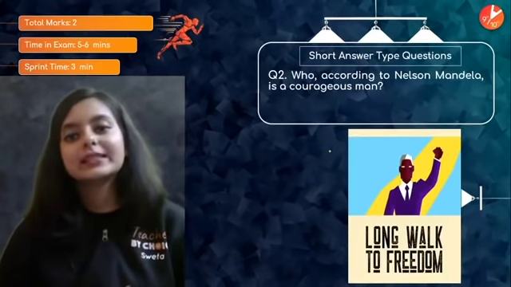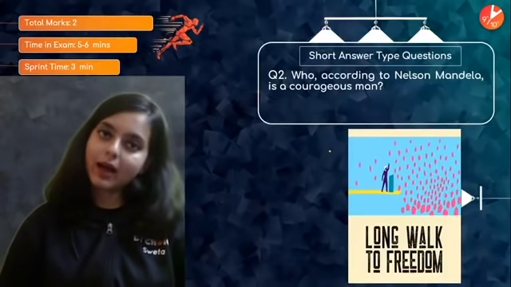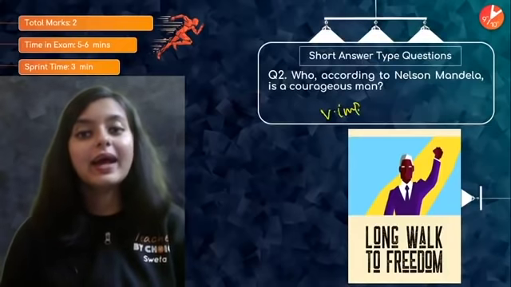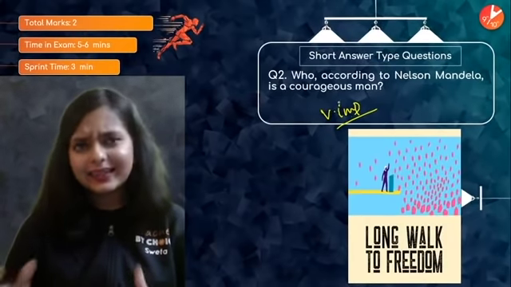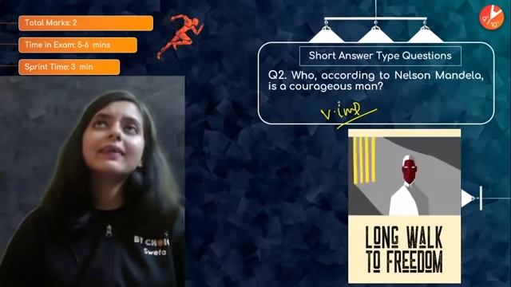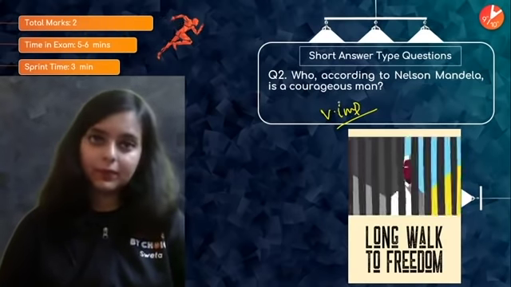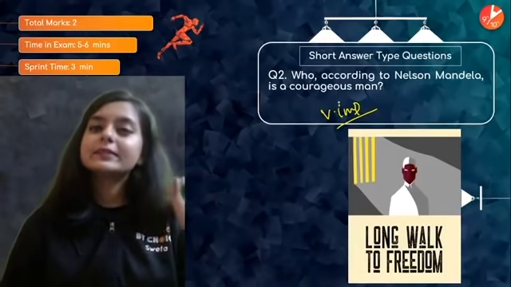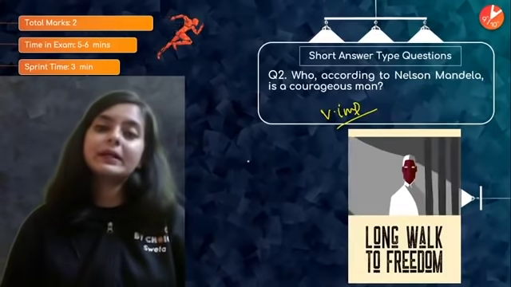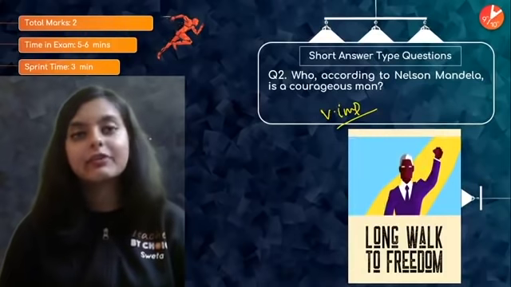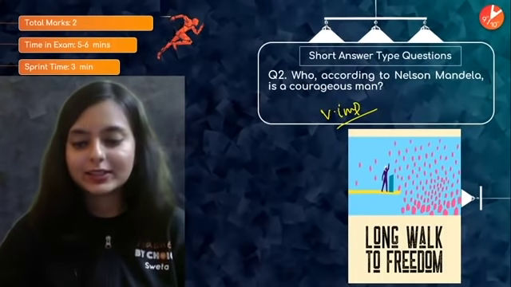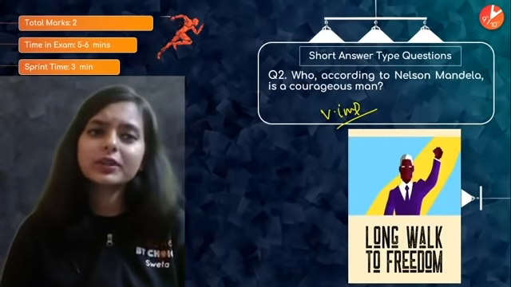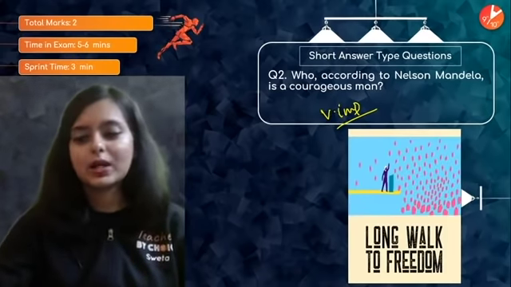Who, according to Nelson Mandela, is a courageous man? This is a very important question, right? And as far as I remember, I think this also came up in your sample paper, if I'm not wrong, right? So you usually take 5 to 6 minutes to answer this in your papers, but in sprint we will have only 3 minutes to answer. So what do you think? Very simple question, just a 2-mark question. We cannot take more than 3 minutes to answer this.